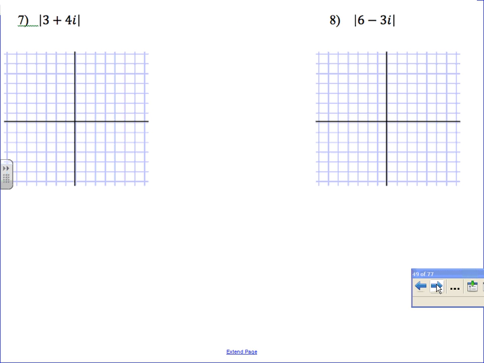Okay, number 7 and 8 are different here. So let's take a look at 7 and 8. Anytime you see the absolute value of a real number and an imaginary number, this is called a complex number. So the first thing you have to do is put on your graph, label the axes, imaginary and real. So first thing you want to do is label the graph imaginary and real.